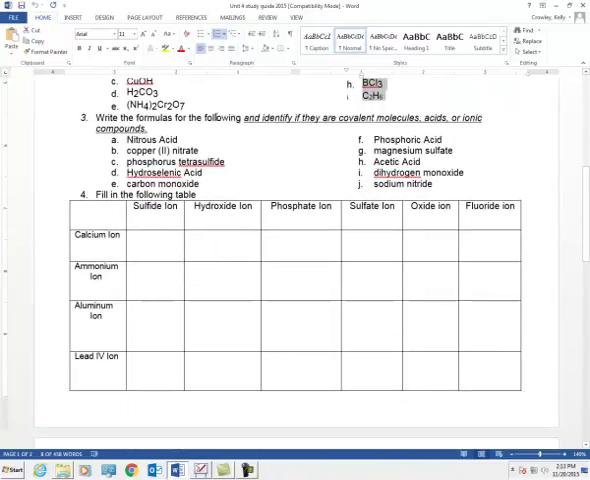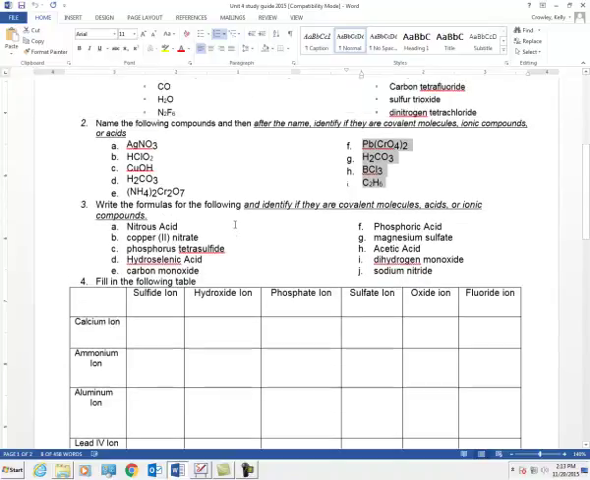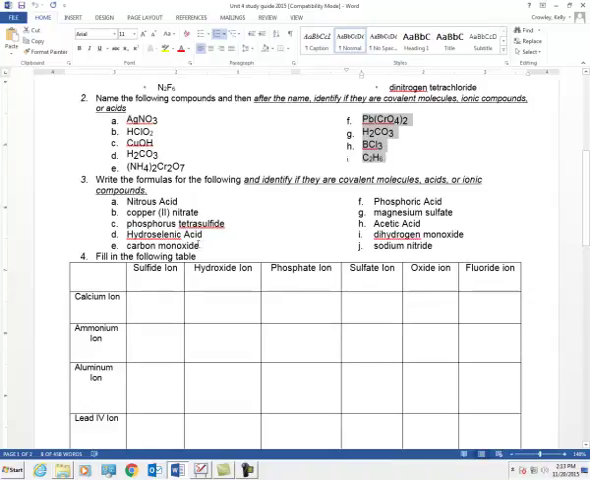Alright, write the formulas for the following and identify if they're covalent, acids, or compounds. So you see how up here we went from the formula to the name? Now we're going to go from the name to the formula, so this is opposite. Alright, here we go. Let's do these first ones right here, up to E.